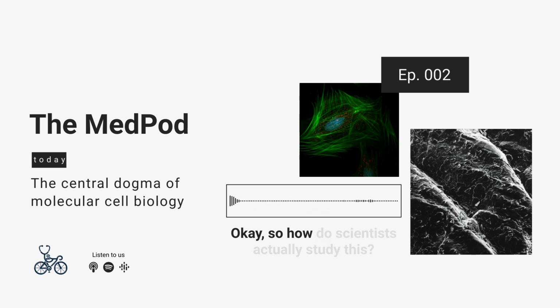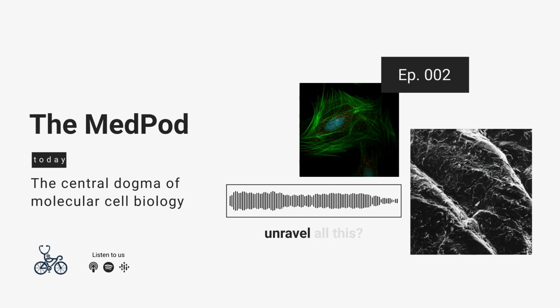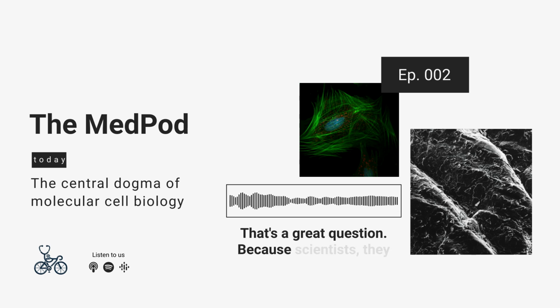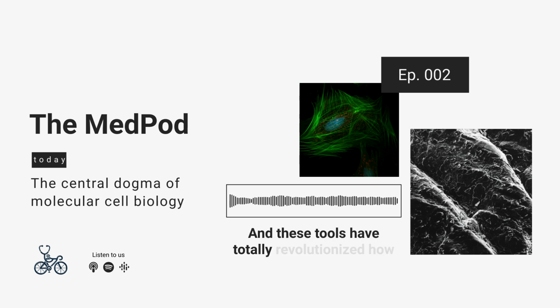Constantly. Okay, so how do scientists actually study this? What are the tools that they use to unravel all this? That's a great question, because scientists have this whole arsenal of tools that they use to study DNA, RNA, and protein. Right. And these tools have totally revolutionized how we understand molecular biology. Okay. And they've opened up so many doors for research and developing therapies.